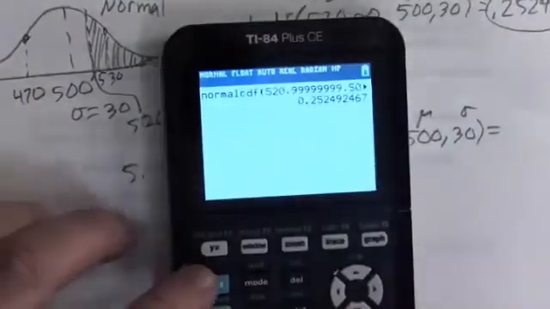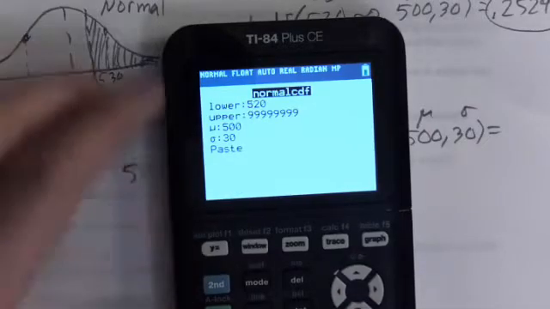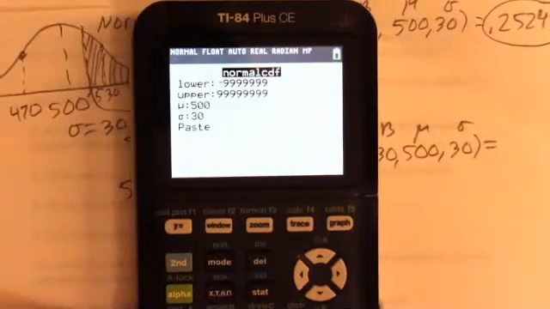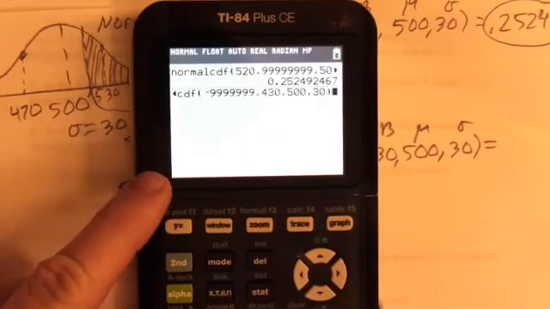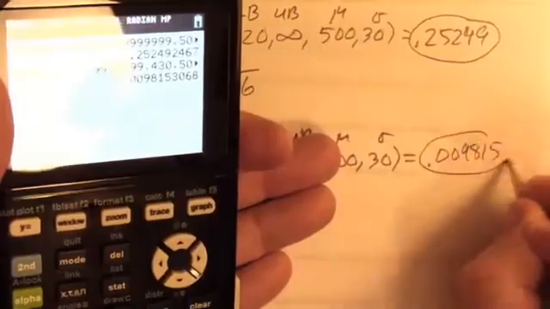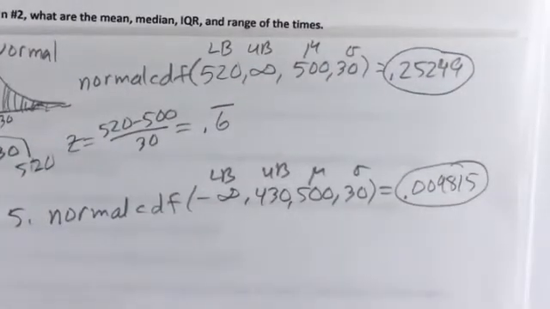So I go back to normal CDF, second distribution, second vars, which is distribution, normal CDF, negative infinity. The way you enter that, just enter the negative sign, not the minus sign. And you just hit like 9 million or something, just some really small number. The upper value is 430. My mean is 500, standard deviation is 30. And that gives me 0.009815. So it's not very likely to happen. In general, values that are way out in the tail are really unlikely to happen. And so that's the case here. It happens less than 1% of the time.